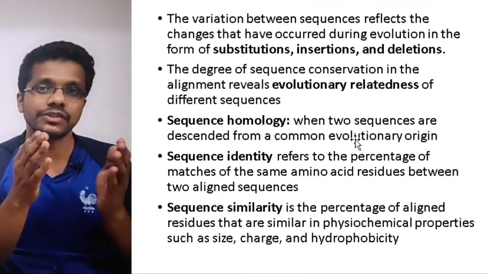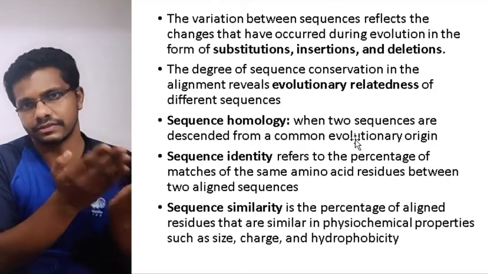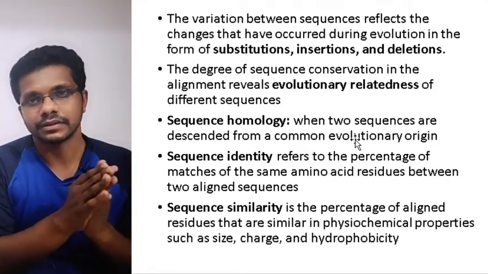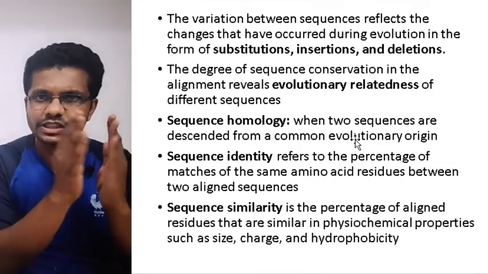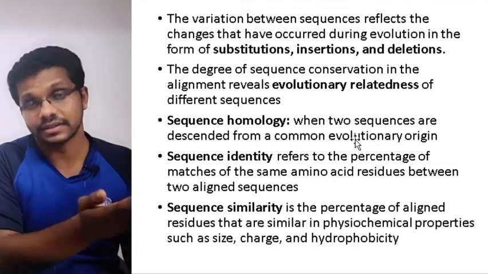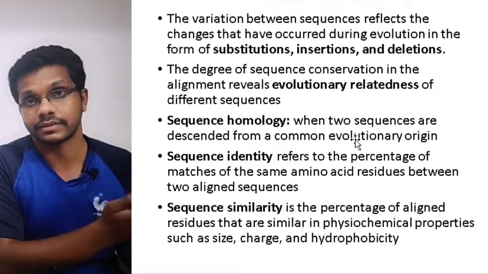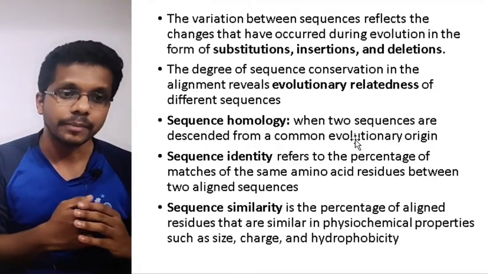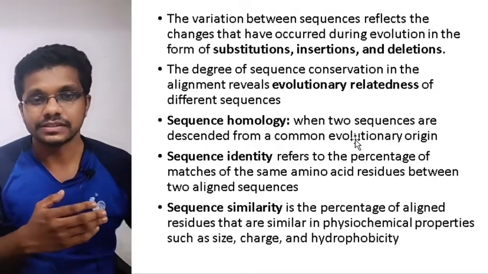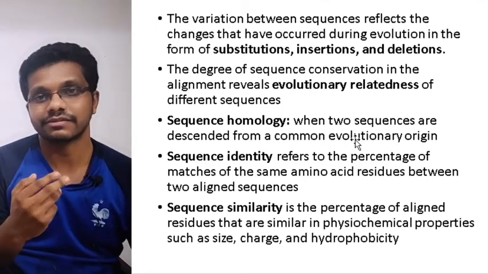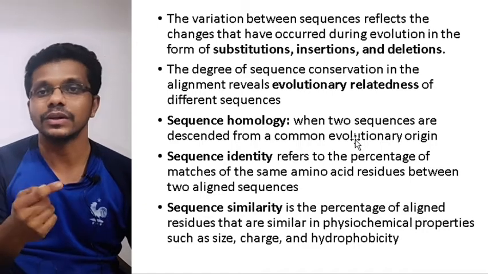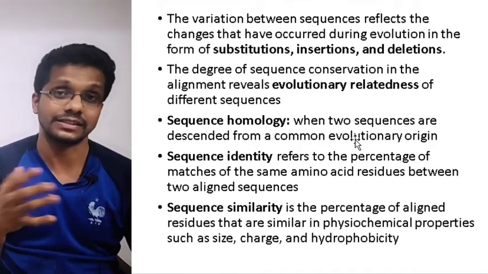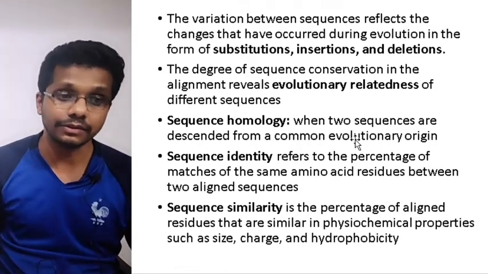If two different sequences are very much related, that means they are evolutionarily related. Like I said before, the hemoglobin genes from humans and horse are very much related because they are evolutionarily related. They originated from the same ancestral protein. Then sequence homology: if two sequences originated from the same ancestral sequence, we call these two sequences homologous in nature, just like we say in evolution.